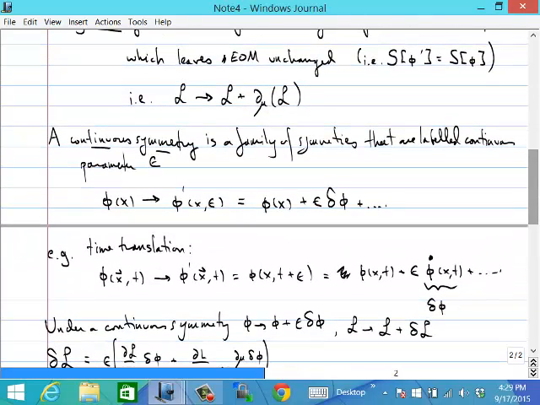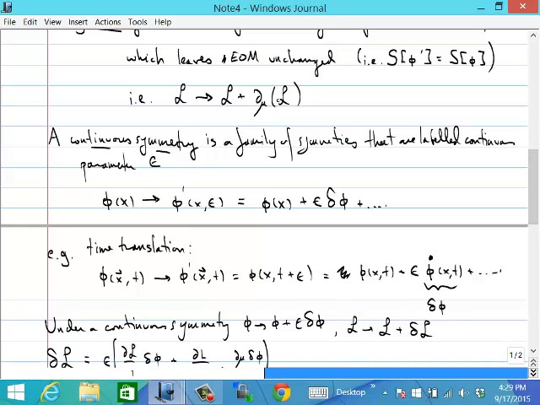Oops. Sorry, what am I writing here? Okay. Sorry about this. Someone should have told me that this equation makes no sense. The action is unchanged if the Lagrangian changes by a total derivative, which means that you have to be taking the total derivative of some quantity. Right? Is that clear to everyone?